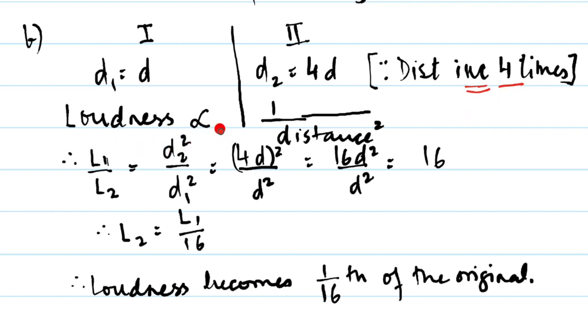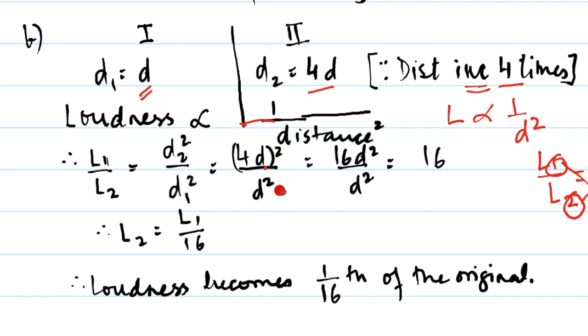Now loudness is proportional to 1 upon distance square. So loudness proportional to 1 upon D square. So L1 upon L2 will be D2 square upon D1 square. Now we substitute. D2 is 4D, can you see that? So we write 4D whole square, and D1 is how much? This. So that is your D square. It is 16D square upon D square. So D square gets cancelled and you get 16. Which means your L2 is going to be L1 upon 16.